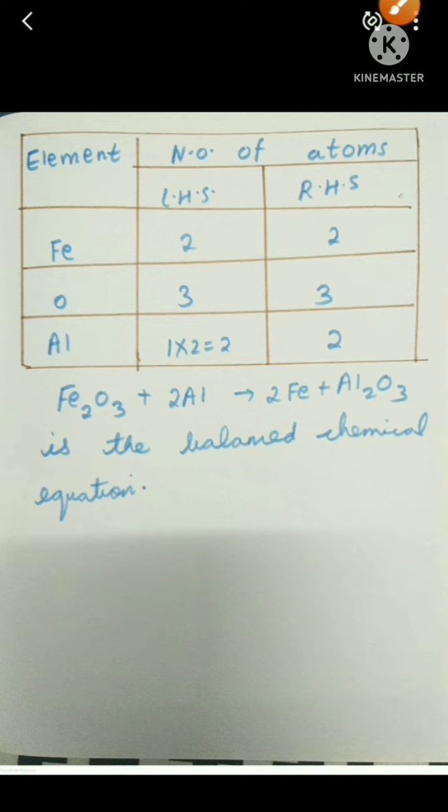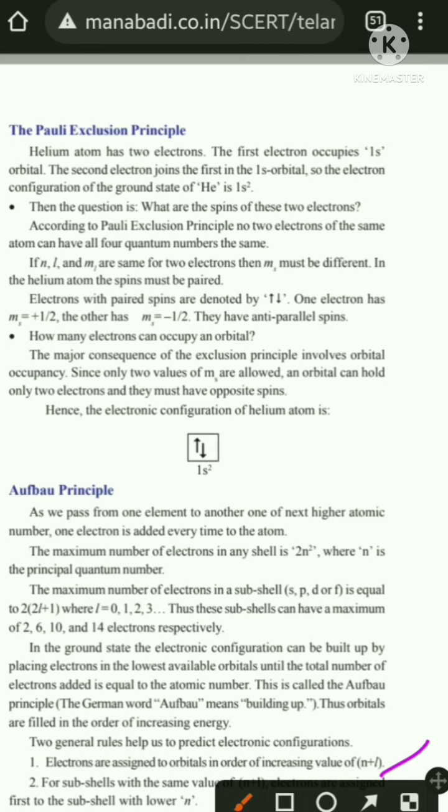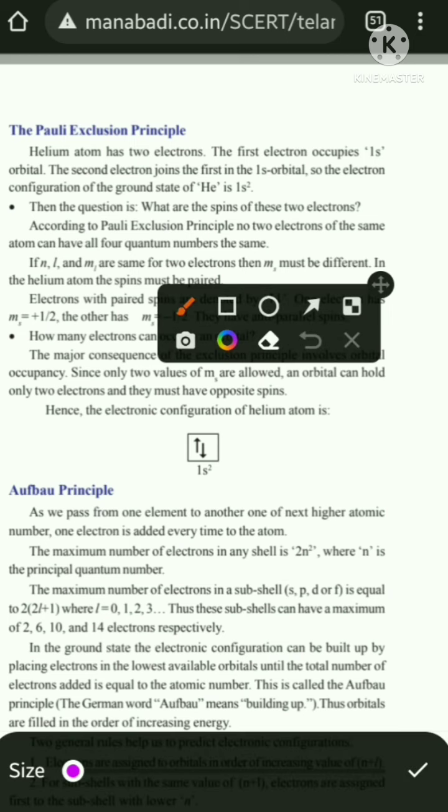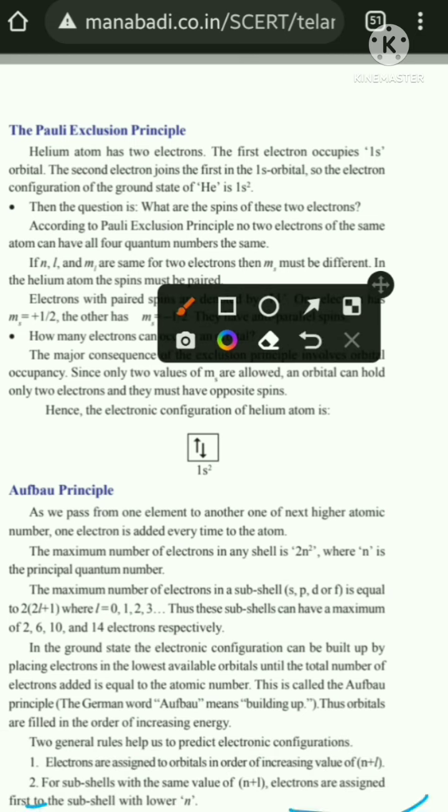So actually the question was Moeller's diagram of orbitals was given to you: 1s, 2s, 3s, 4s, as you can see on the screen and in your question paper of physics. In that question it asked, write the two general rules which help us to predict electronic configuration. We have the answer in the textbook, at the bottom, the two points in the Aufbau principle.